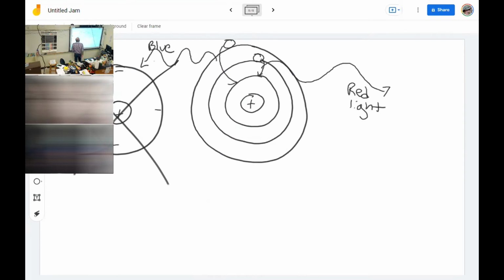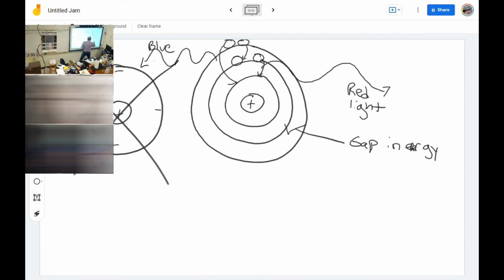But wait, there's another transition. This one could fall from here to here. Maybe that's a medium transition. It turns out the farther you get from the nucleus, the smaller those gaps are. By the way, the gap in energy here, the gap in energy, that's terrible.